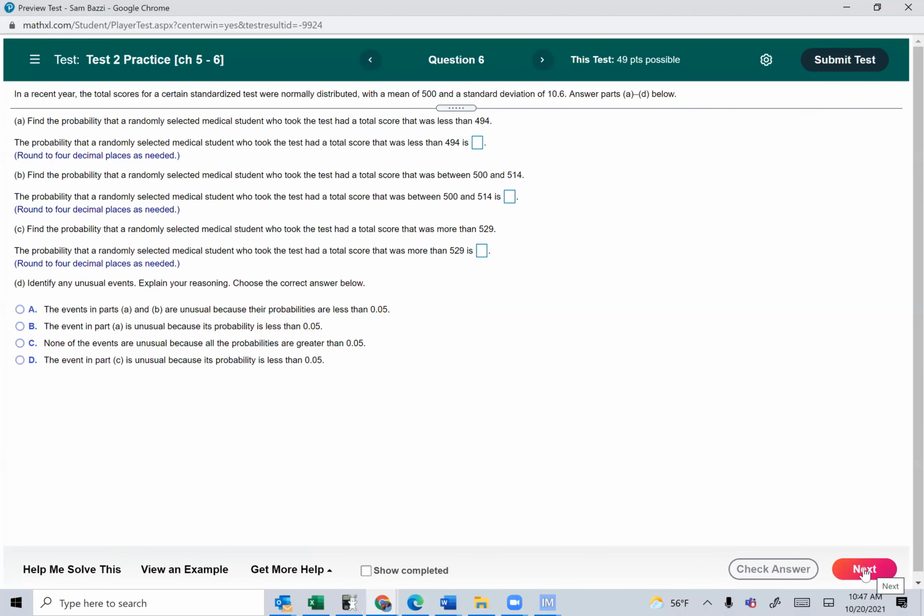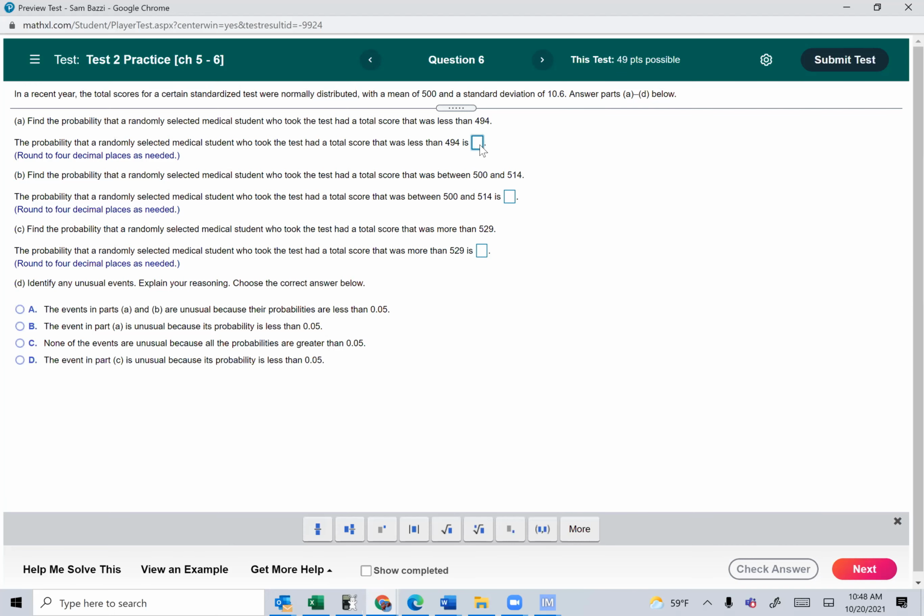In a recent year, the total scores for a standardized test were normally distributed with the mean of 500, standard deviation 10.6. Answer the questions. This is just like your assignment, guys. You're definitely, for sure, going to get a question with several parts like this, because that's important. You can see me emphasizing this all the time. What's the probability that a randomly selected medical student who took the test had a total score that was less than 494?